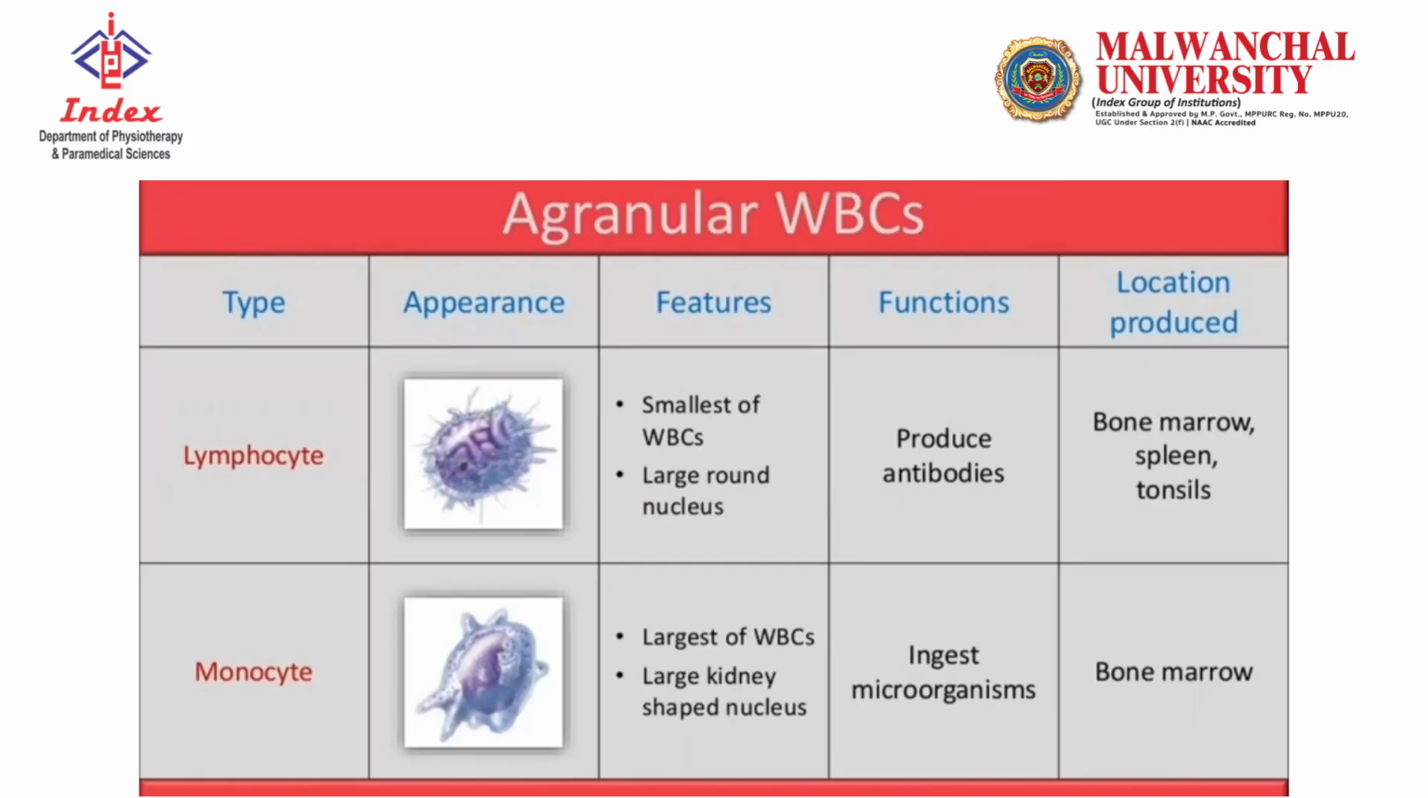Now we'll discuss monocyte. Monocyte is the largest WBC, with a large kidney-shaped nucleus. Functions: engulf microorganisms. Location: produced in bone marrow.